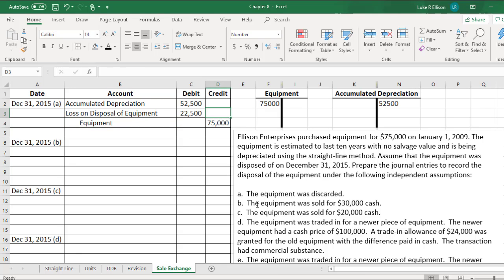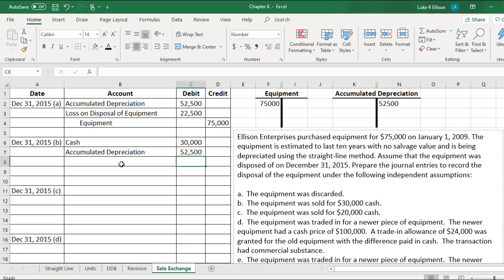Next, part B says that the equipment was sold for $30,000 cash. So that means we're going to be getting cash, so maybe that's the first easy one to put in here. That's going to be a debit to cash for $30,000. And we're still going to have some of the other accounts that we used last time, such as the accumulated depreciation, so we can put that in. We're still getting rid of that balance of $52,500, so we can debit that one.